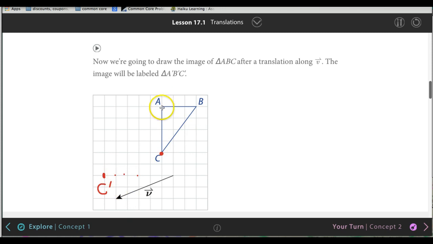Same thing with A. I will start from here, go down by 2 and go 1, 2, 3, 4, 5. So that's where A prime is going to be, okay? And what about B? I start from here, I go down by 2 and go 1, 2, 3, 4, 5. So I put another point here. And then what I do is I just connect the 3 lines. And now I am done with my translation.